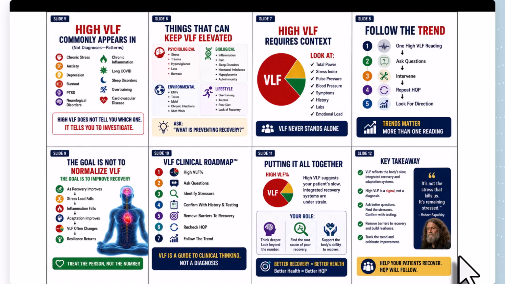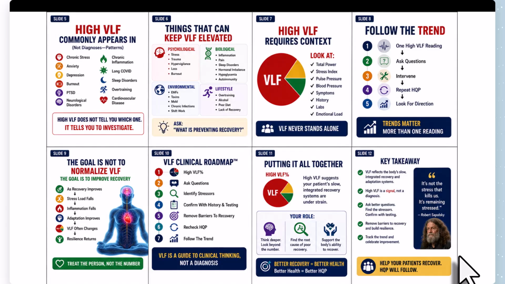So here's the VLF clinical roadmap. We're in Arizona. It gets pretty dry. High VLF percent. Start asking questions. Identify the stressors, confirm with history and testing, remove barriers to recovery. That's what we try and do. Remove the causal factors, right? Recheck HQP, follow the trend. VLF is a guide to clinical thinking, not a diagnosis.